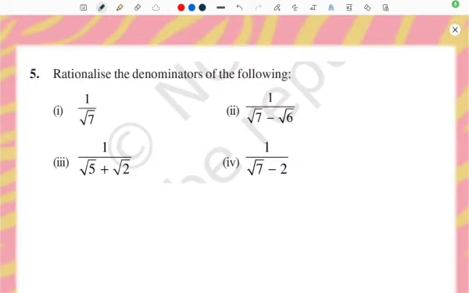Next question we have to do is rationalize the denominators of the following. We are given 4 parts. You have to rationalize the denominators of these. Let's start with the first one. We have 1 upon root 7.